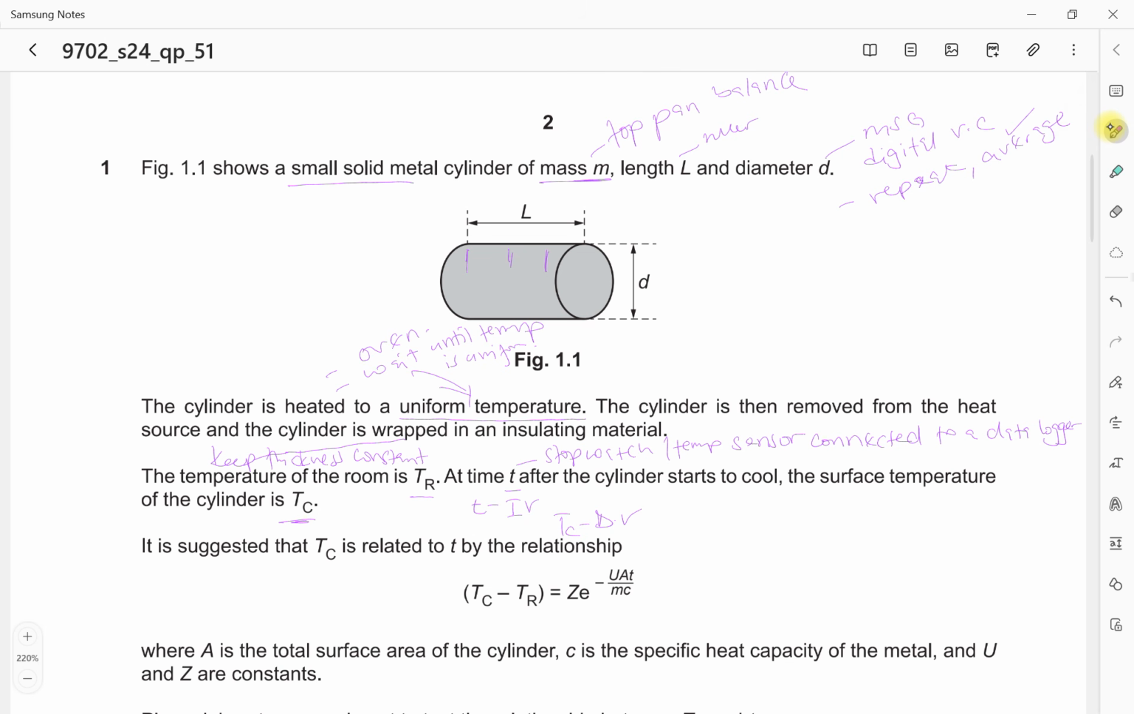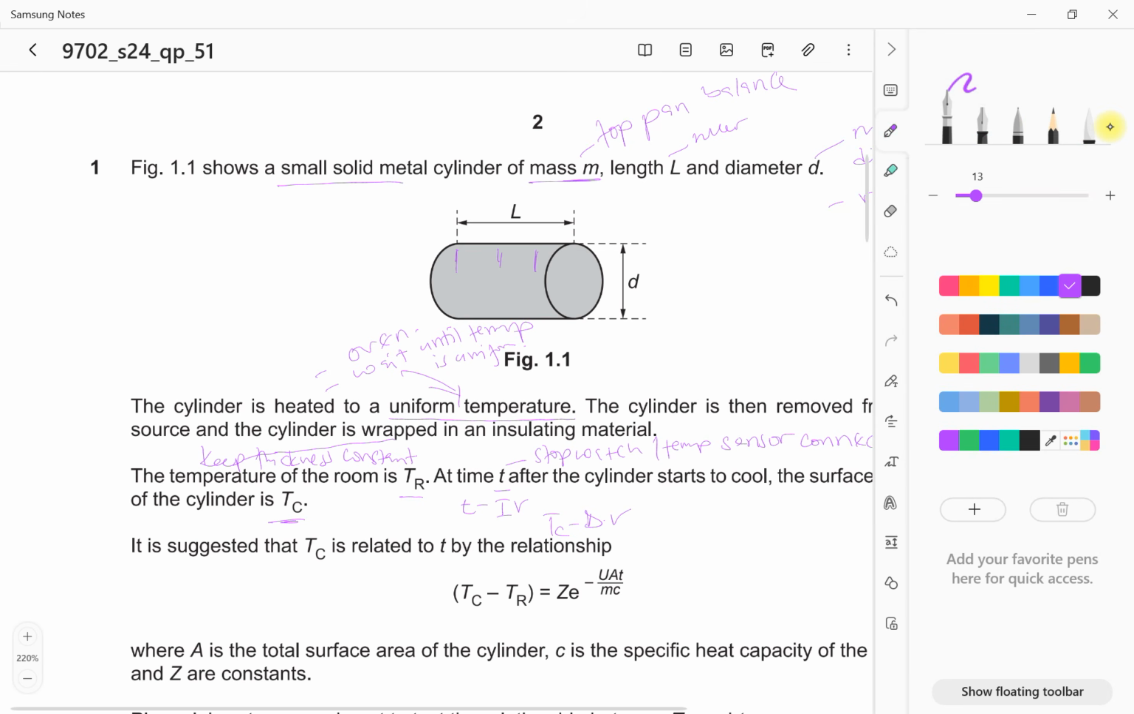One student is saying I should increase the size of the pen. Okay.